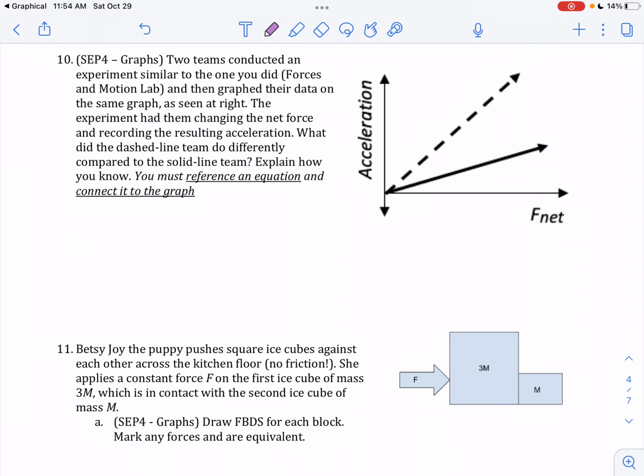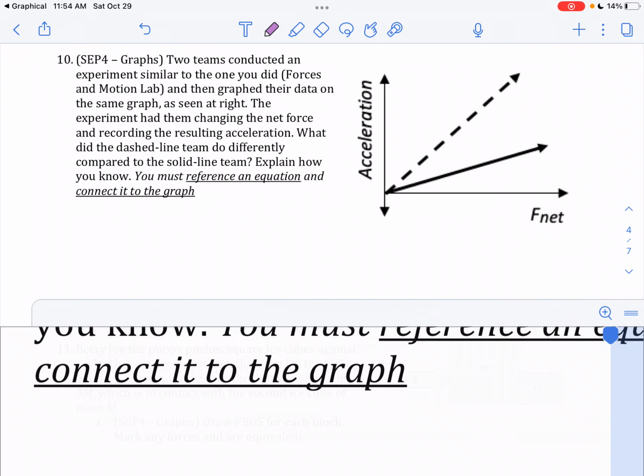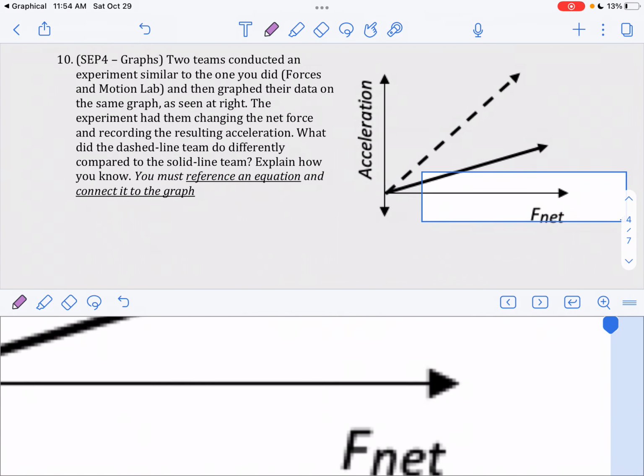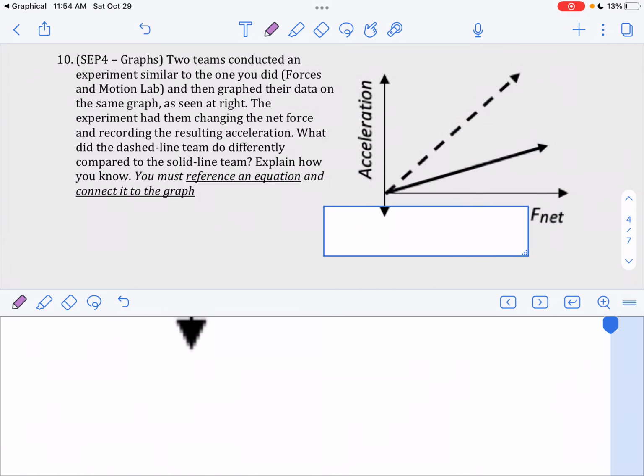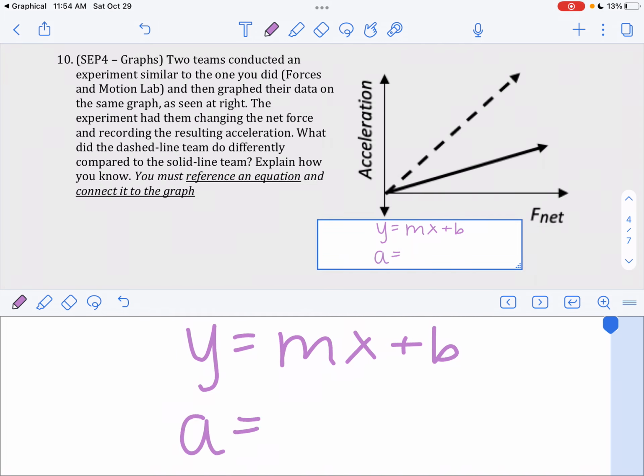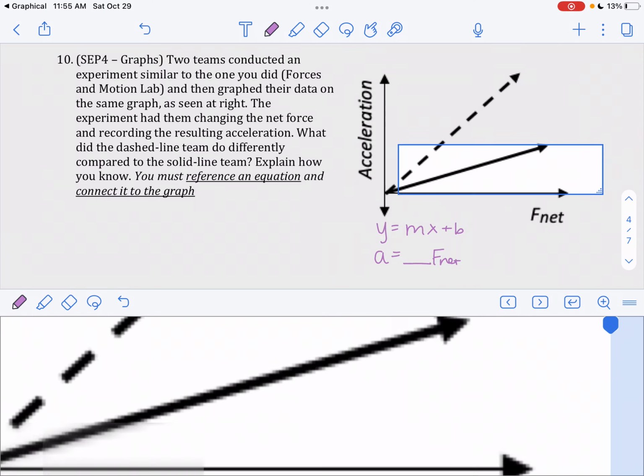Okay, let's do this one now. So I have two teams conducting an experiment similar to the one you did in the Forces in Motion Lab, and they graphed their data on the same graph as seen to the right. So I have an acceleration versus FNet graph. Right away, I'm going to start with y equals mx plus b. On my y-axis is a. On my x-axis is FNet. And then I'm trying to figure out what goes in the slope, because these lines have different slopes.